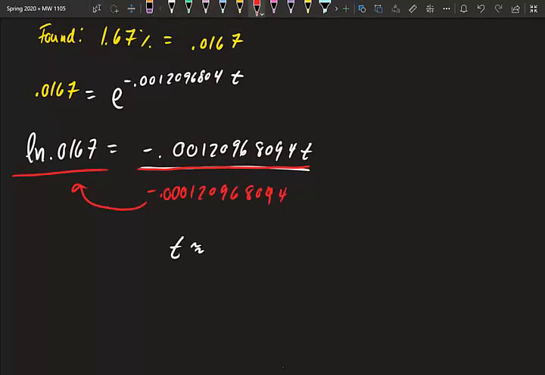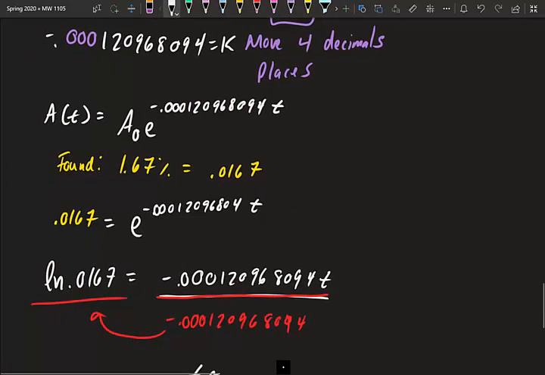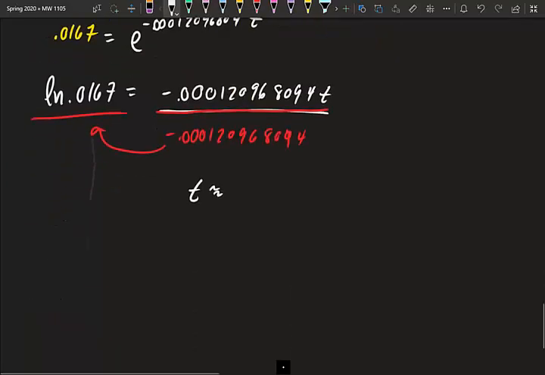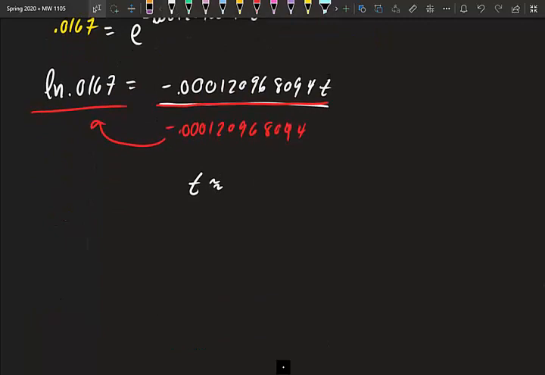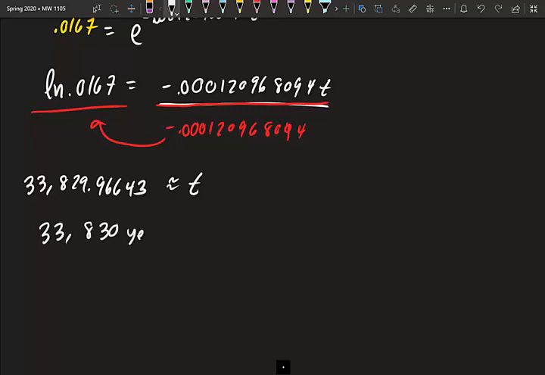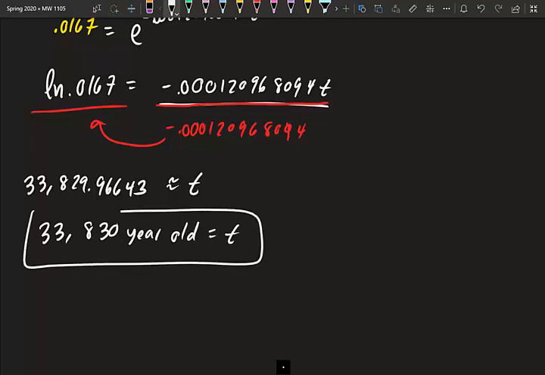There we go. So we have time is approximately 33,829.96643. We can round that up to 33,830 years old. That means that tree was burned down and cut about 33,000 years ago. Cool, right?